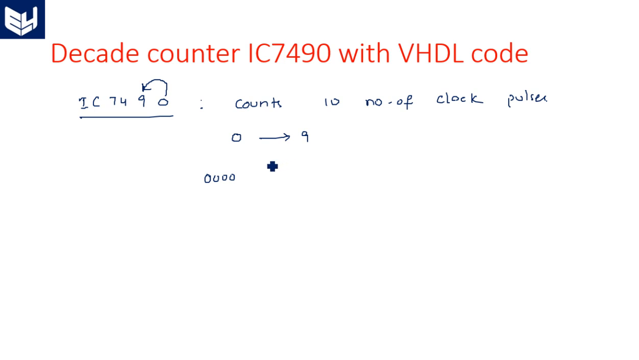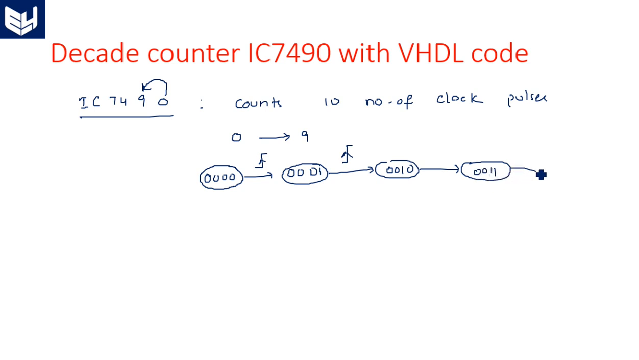The counter counts from four zeros. 9 is a 4-bit number, and for a 4-bit number we need 4 flip-flops. Initially the 4 flip-flops are reset, so the output is 4 zeros, and it goes to 0 0 0 1 whenever a new clock pulse, a rising clock, occurs. The count is incremented by 1 and goes to 0 0 1 0. For every new clock pulse, the count is incremented by 1.